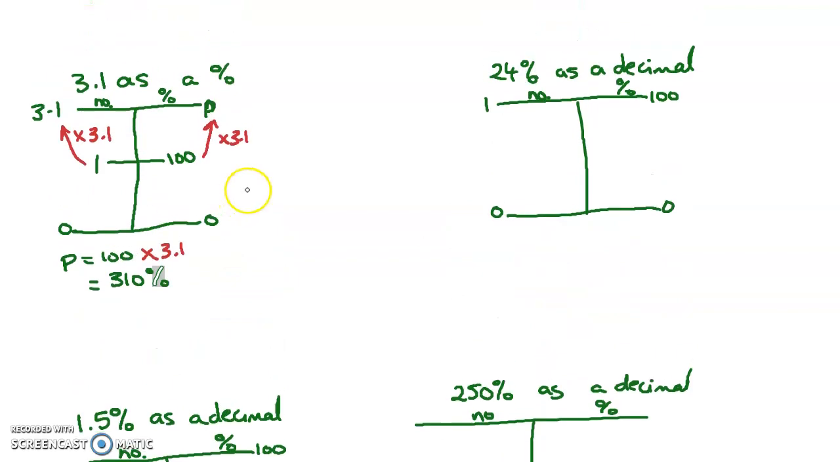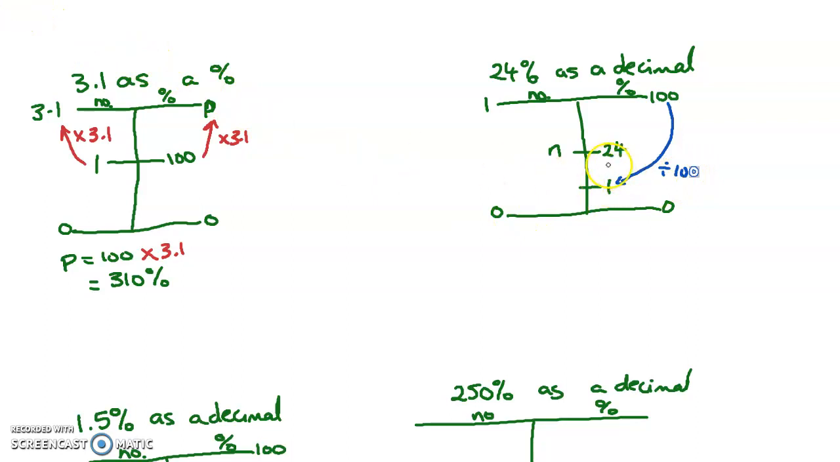24% as a decimal, 24%, not 24. So the 24 has to go on the percent side. I don't know how to go from 100% to 24%, so I must put the 1 over on this side. So my number is going to be on this side, on the left. And so the first thing I'm going to have to do is go from 100% to 1%. And that is a divide by 100.